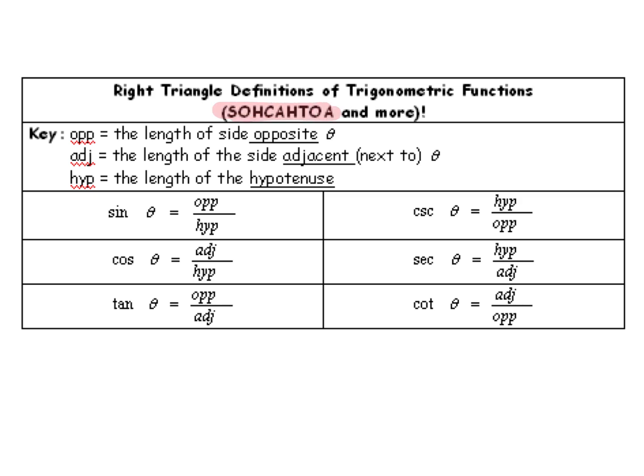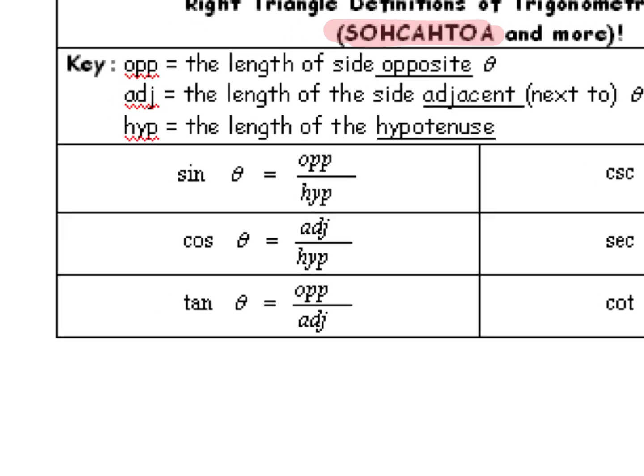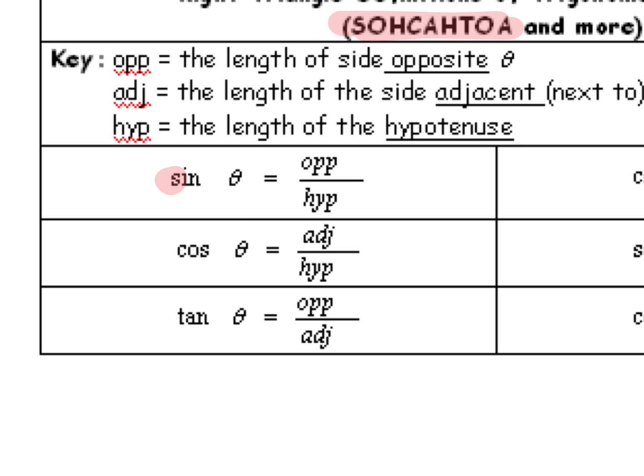So see there we have a SOHCAHTOA in the first column. In other words, sine is equal to the ratio of the opposite over the hypotenuse. Cosine is equal to the adjacent over the hypotenuse. And then tangent is equal to the ratio of the opposite over the adjacent.